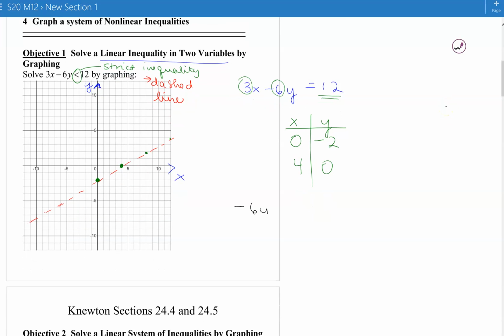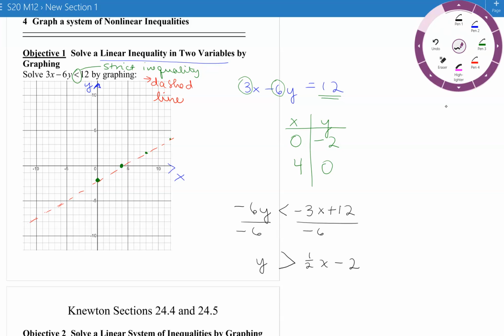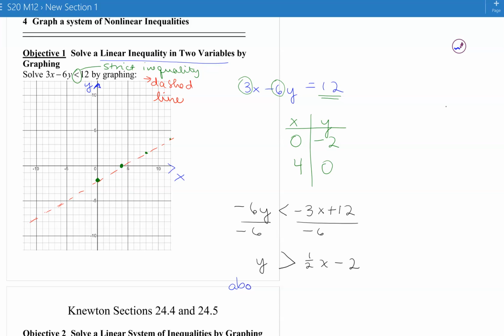If you chose to solve the inequality for y, you'd get -6y is greater than -3x plus 12. Then when you divide both sides by -6, you have to remember to reverse the inequality and get y is greater than 1/2 x minus 2. Well, if you get y is greater than, you know you shade above, but you need to indicate something to me that says, here's how I decided where to shade. I noticed that it was y greater than, so I shade above.